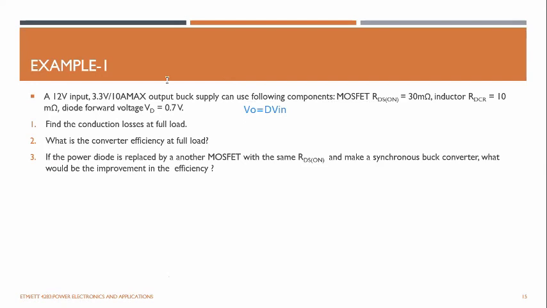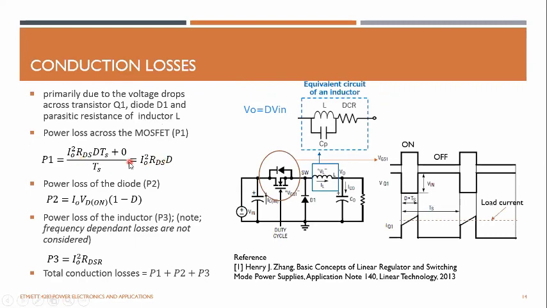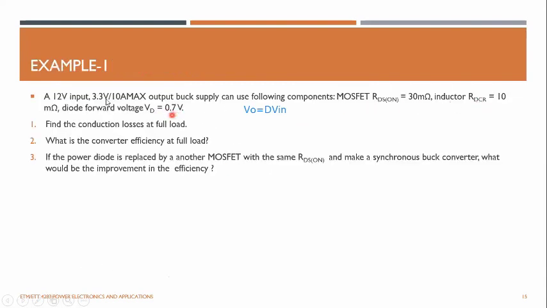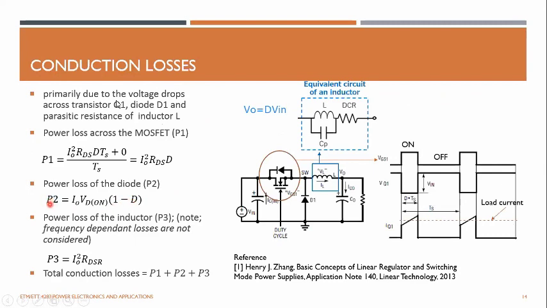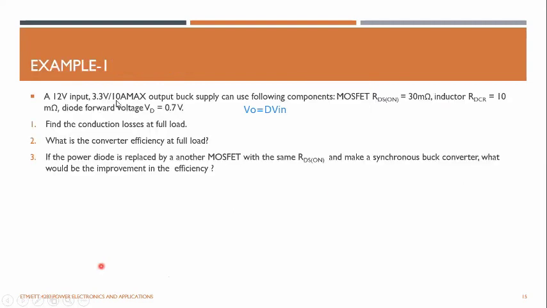And if you know that one, then you can substitute into this equation to get the power loss of the MOSFET. And the power loss of the diode is simply, you know the D and you know the output current, so you know the voltage drop of the diode, that is 0.7. So you can get this P2 value, and P3 value is I squared R DCR, so I squared is 10 squared, into DCR is 10 milliohm.